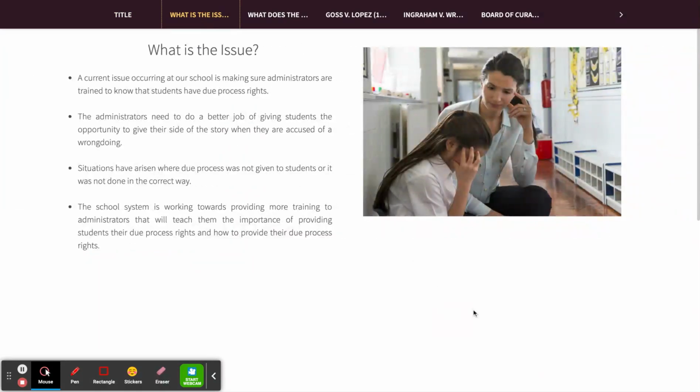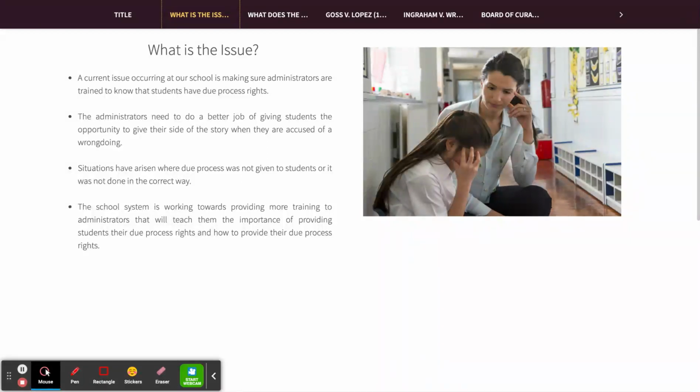What is the issue? After talking to some individuals from my school system, I found that a current issue occurring at our school is making sure administrators are trained to know that students have due process rights. In essence, the administrators need to do a better job of giving students the opportunity to give their side of the story when they are accused of a wrongdoing. In past months, it's been said that situations have arisen where due process was not given to students or it was not done in the correct way.